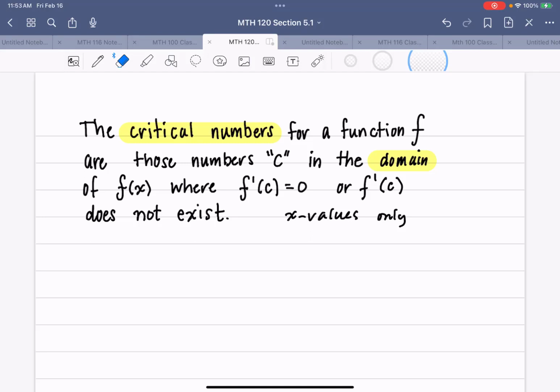Before we do number 10, I'd like to remind you the definition of a critical number. The critical numbers for a function f are those numbers c in the domain of f where f prime is equal to 0 or where f prime does not exist. So to find the critical numbers, it's the derivative equal to 0 or the derivative does not exist.